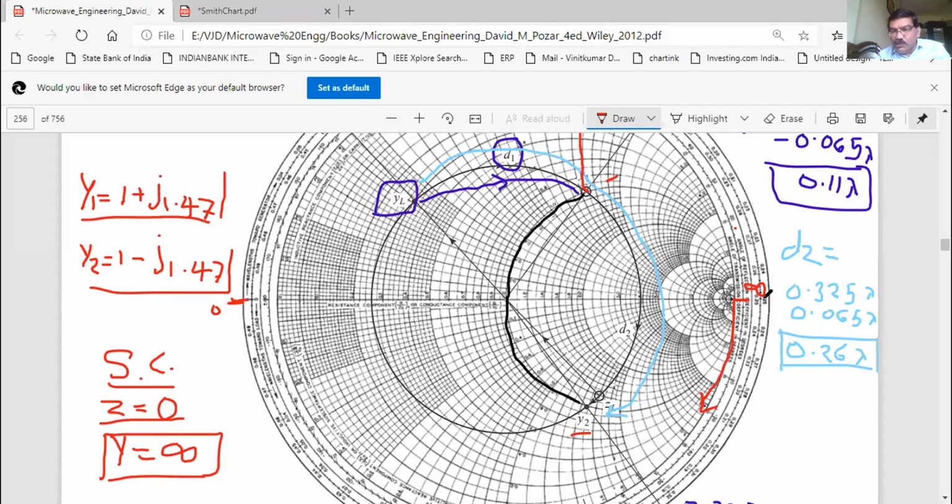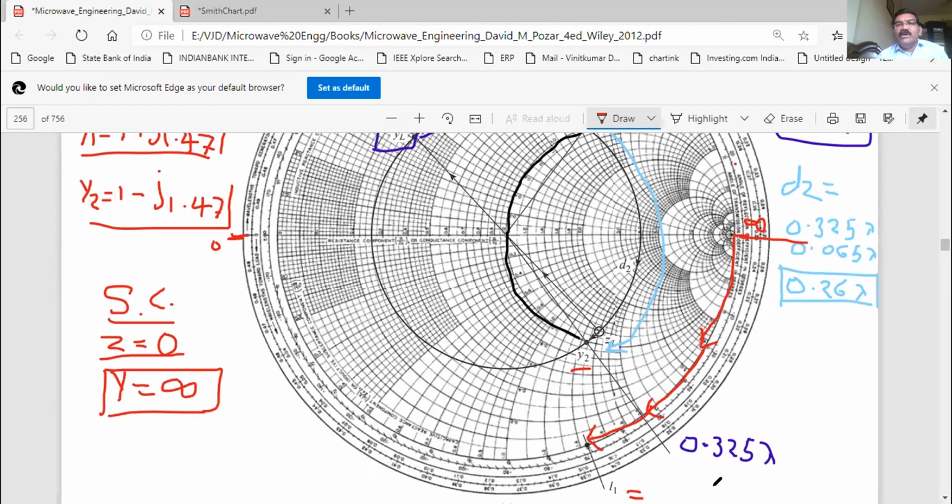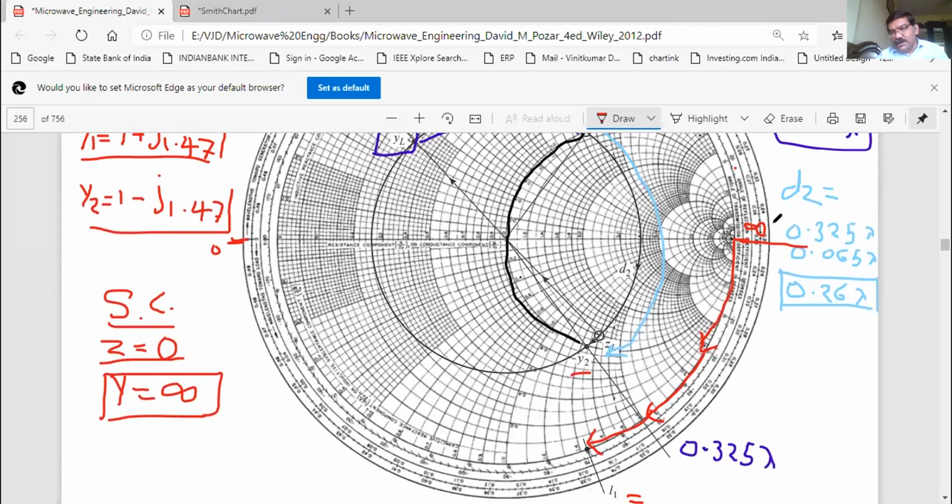So your reference point is how much? The reference point I have given is 0. We are talking about this outermost circle only, regarding the wavelength. Now from this reference point, you have to go till here, and this is your L1. So this is infinite.